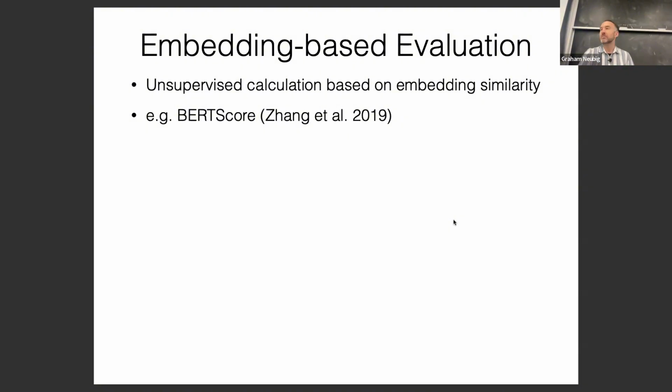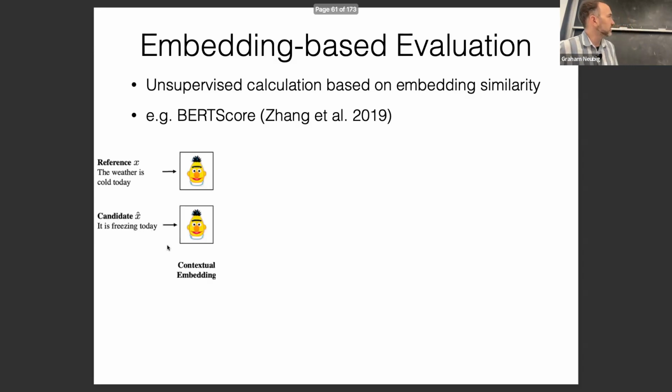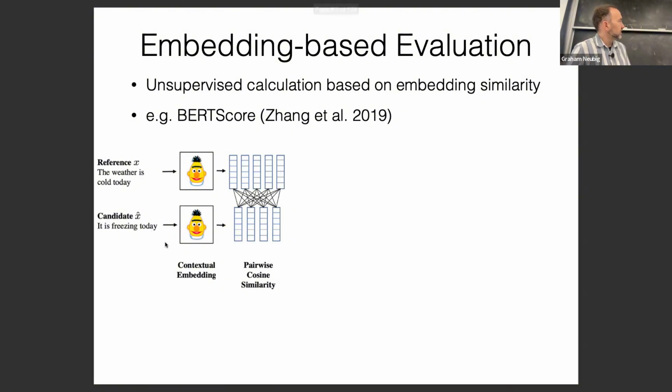The most famous example of this is something called BERTScore. The way it works is, sorry, this is very small, but we have a reference output, like "the weather is cold today." We have a candidate output, "it is freezing today." We feed it through an embedding model, and from the embedding model we get embeddings for each of the tokens. We then do pairwise cosine similarity between the embeddings for each of the tokens.